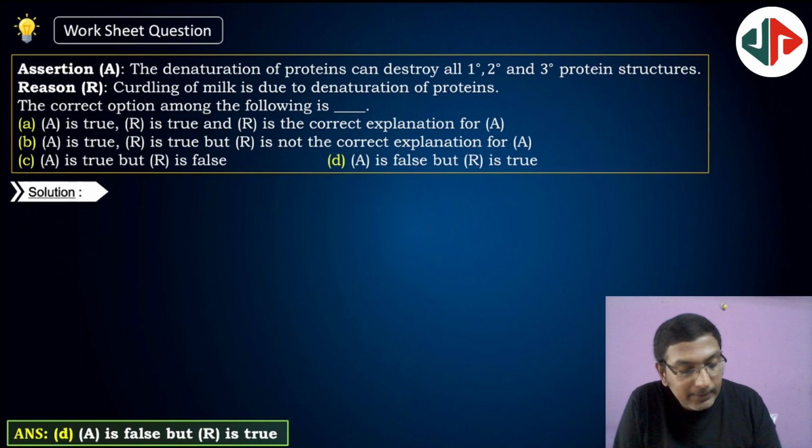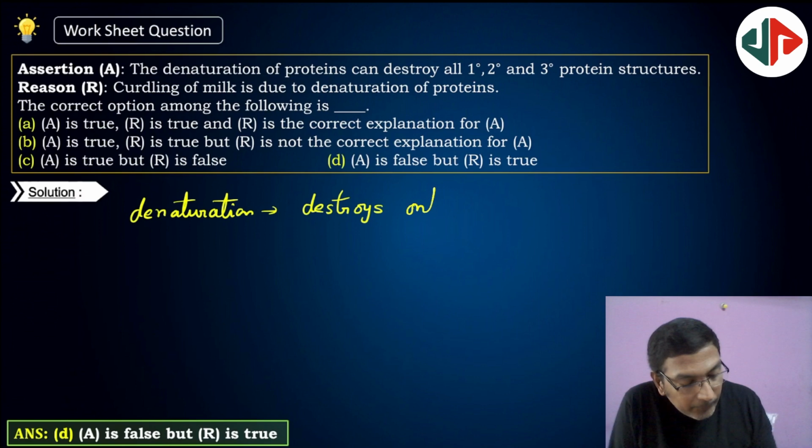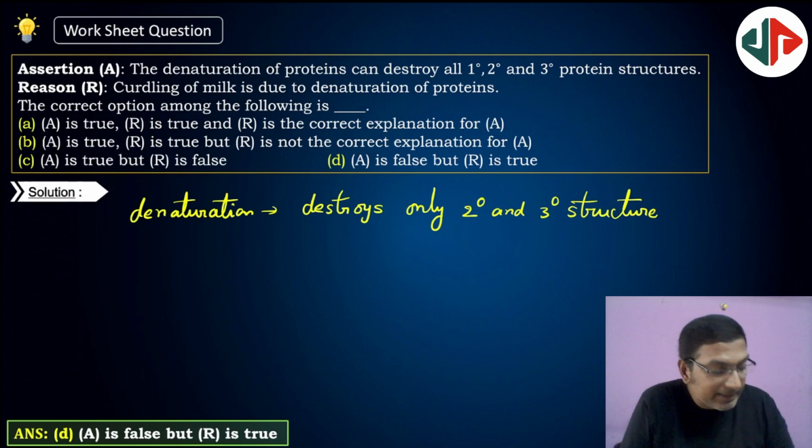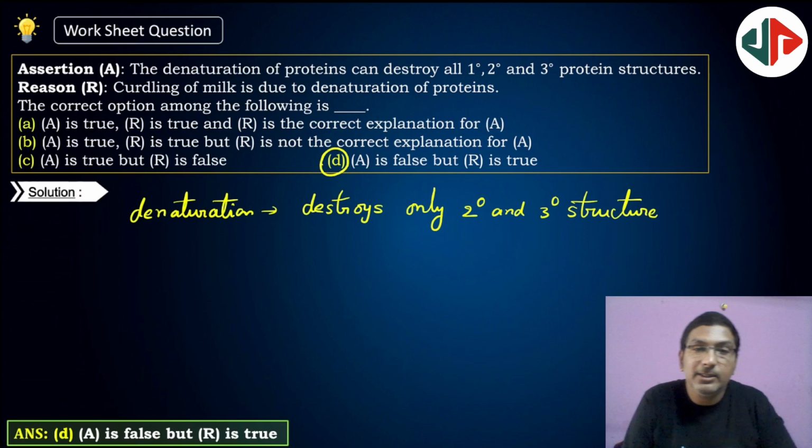So denaturation of proteins can destroy all primary, secondary, tertiary protein structure. That is wrong. So denaturation destroys only secondary and tertiary structure. That means assertion wrong. Curding of milk is due to denaturation of proteins. R is true. Therefore, option D. Denaturation destroys only secondary and tertiary structure. Next.